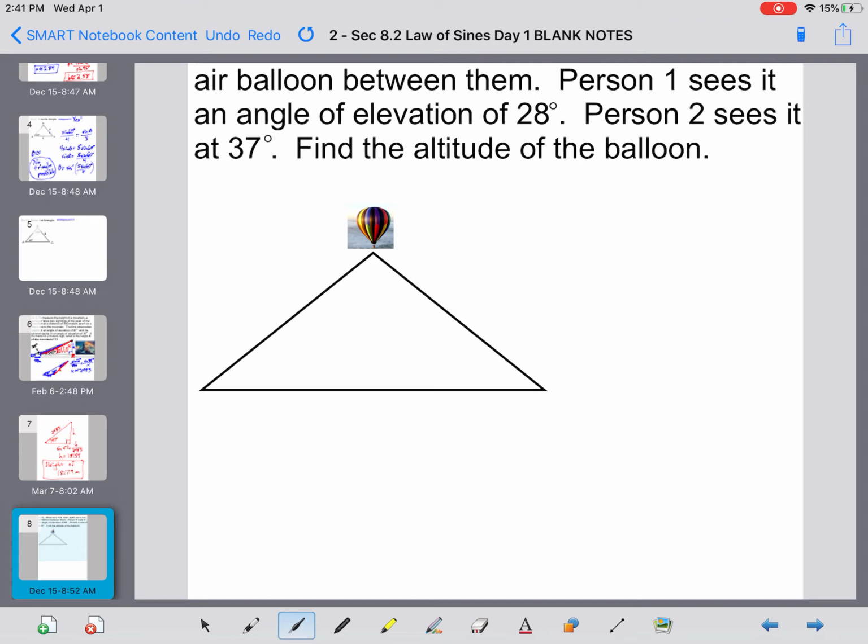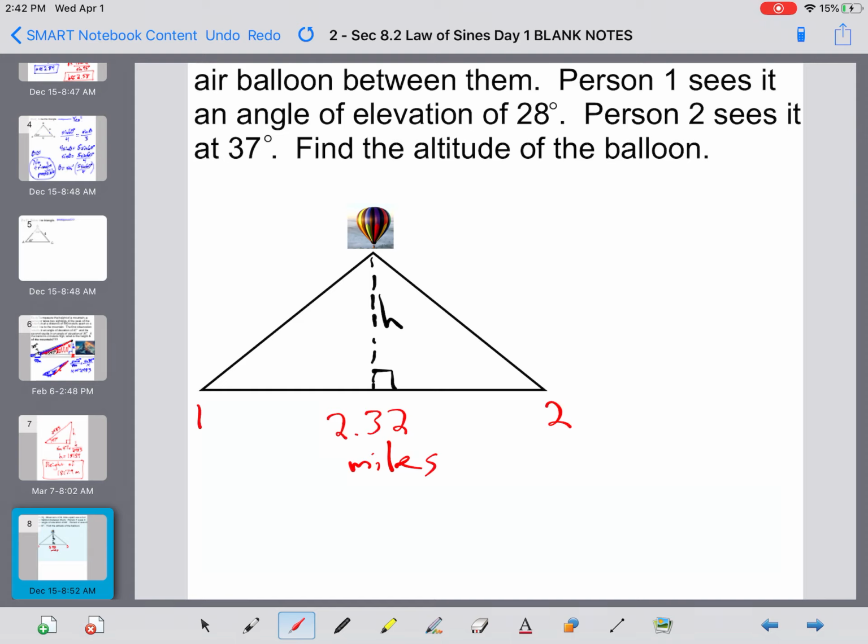Okay, so here's what we know. We're looking for the altitude of the balloon, right? That's a fancy way of saying the height. So let's put it perpendicular. Remember from last unit or last lesson, whenever we're talking about height, you can assume 90 degrees. So we're looking for that h. Now, it says in the problem that person 1 and person 2 are 2.32 miles apart. So 2.32 miles. Here's the number one trick you got to watch out for. You can't assume that the balloon is directly in the middle of the two people.